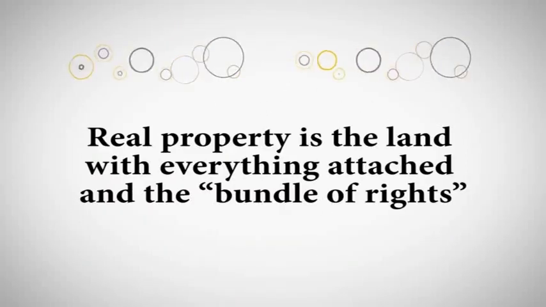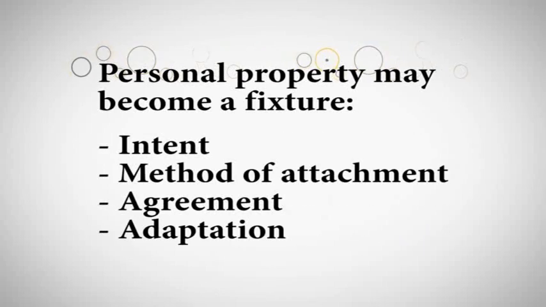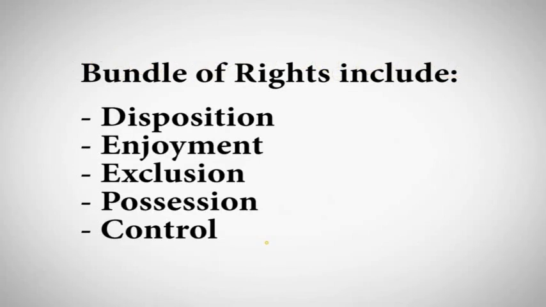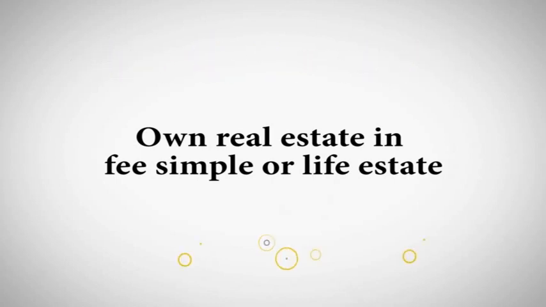Real property is the land and everything that's attached and the bundle of rights. Personal property may become a fixture. And the way that we look at that is the intent, the method of attachment, the agreement that the parties may have, and the way that it's adapted to the property. A bundle of rights includes disposition, enjoyment, exclusion, possession, and control. We can own real estate in either fee simple or life estate. Remember, the bulk of the time, in most cases, it's fee simple.